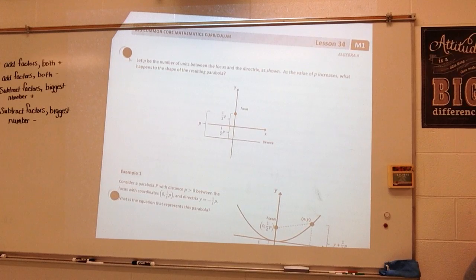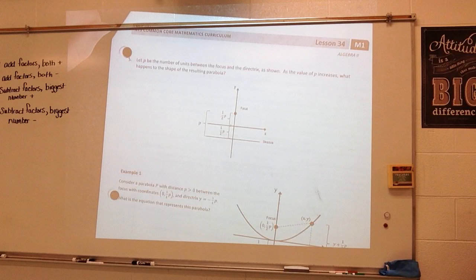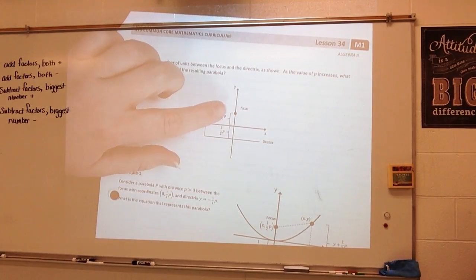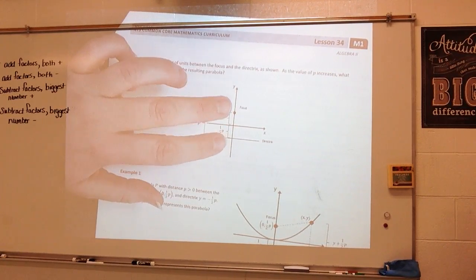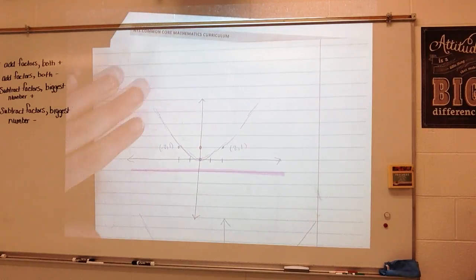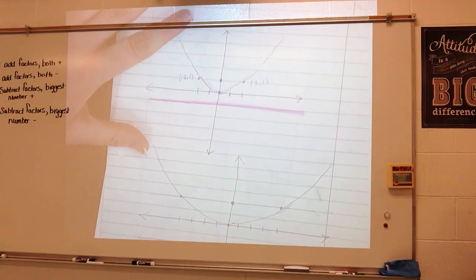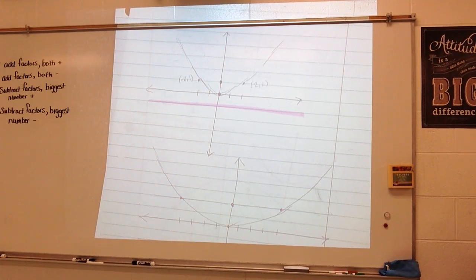Let p be the number of units between the focus and the directrix as shown. As the value of p increases, what happens to the shape of the resulting parabola? Let's think about this. Here, I've got a distance of 1. What happens if I change the distance to 2? We can look back at these two parabolas. Here I had a distance of 2, and here I had a distance of 4.